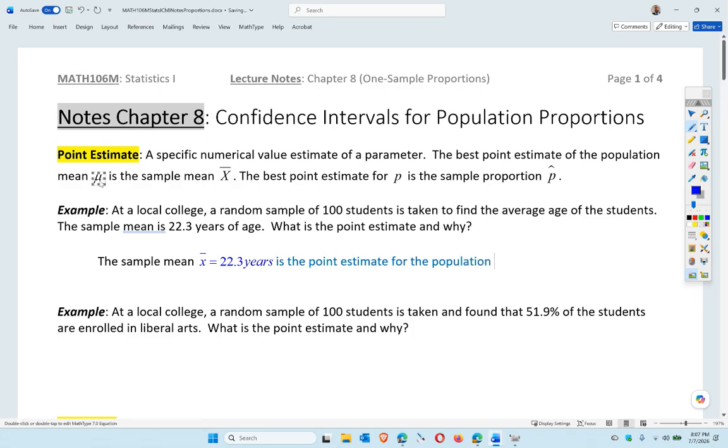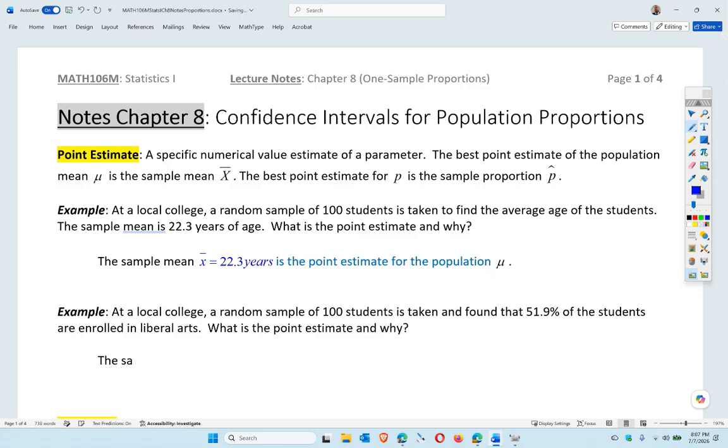Right, so we'll take that, copy that down to there. All right. So a sample estimates this. So this is the point estimate, right? Because it gives us a point of reference. You can think of it that way. At a local college, this random sample of 100 students is taken that found 51.9% of the students are enrolled in liberal arts. What is the point estimate and why?